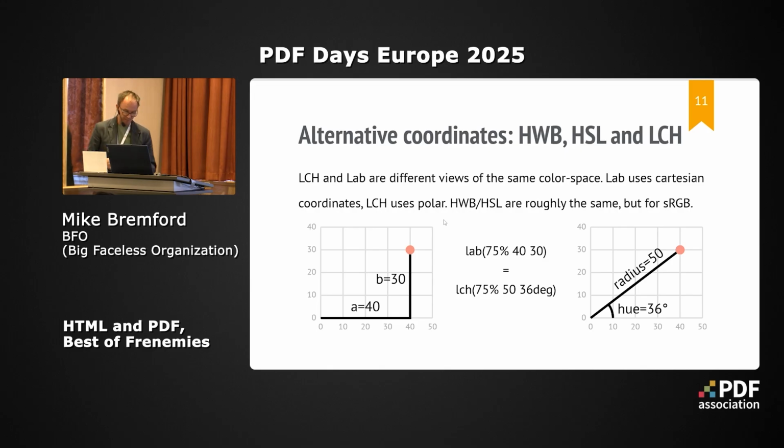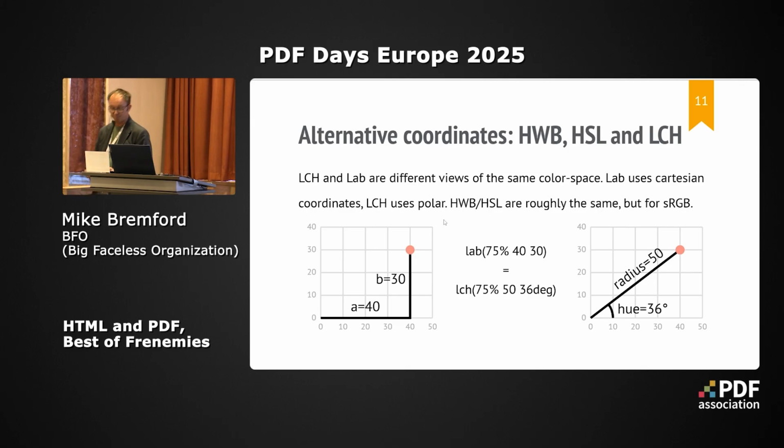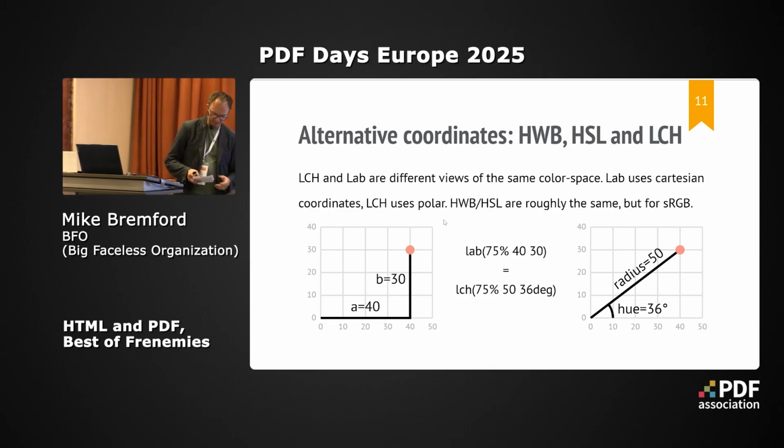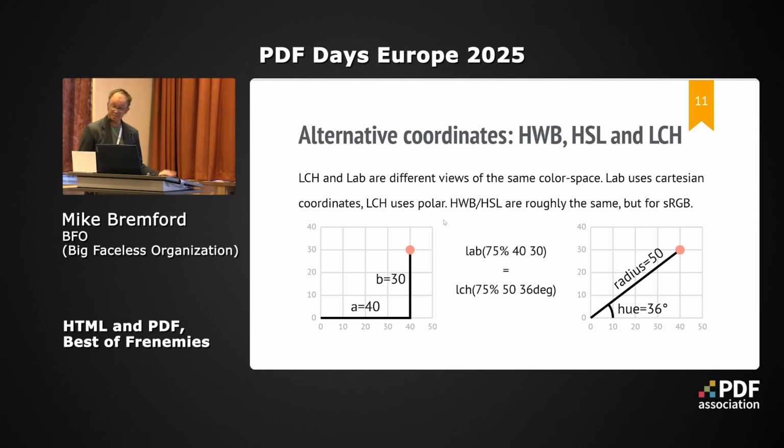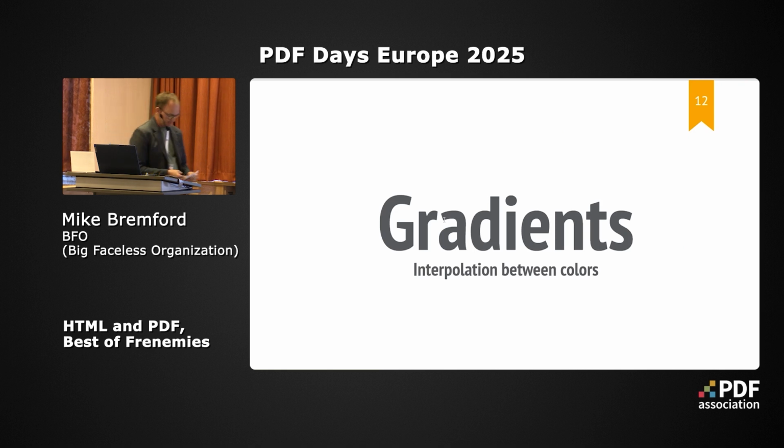So, I have claimed that LCH and Lab are basically the same on the previous slide, and here's why. They're just two ways of describing the same color. Lab uses Cartesian coordinates and LCH polar. It's the same analogy as for sRGB and HWB and HSL, which are both really just polar views of the RGB color space. So here's the question. If these are all the same color space, why does CSS allow both syntaxes? And the answer is gradients.